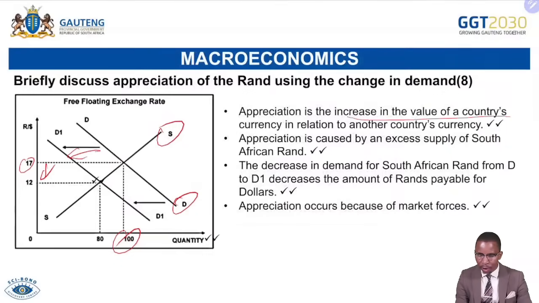Appreciation is the increase in the value of a country's currency in relation to another country's currency. And then appreciation is caused by excess supply of the South African rand. If our rand is oversupplied, that will mean our rand will appreciate or be stronger. The decrease in the demand for South African rand from D to D1 decreases the amount of rand payable for dollars. Appreciation occurs because of market forces.